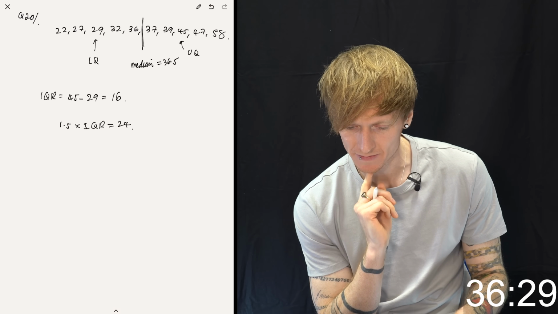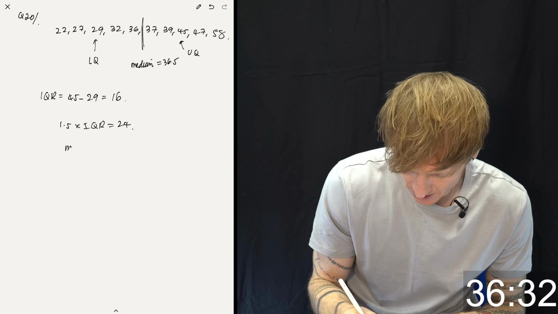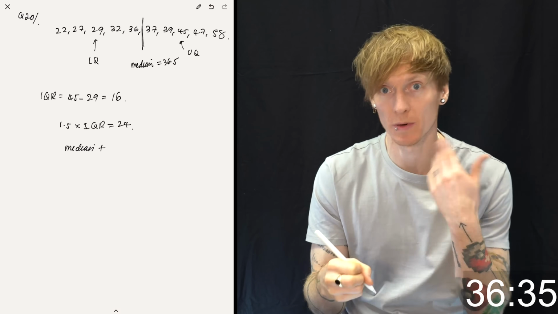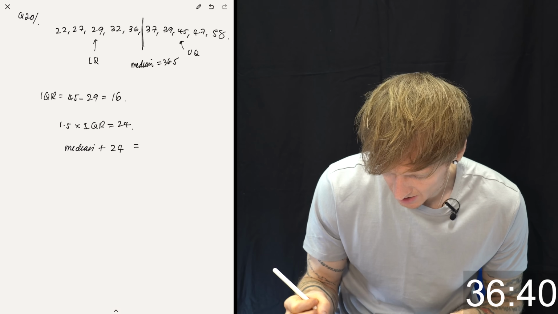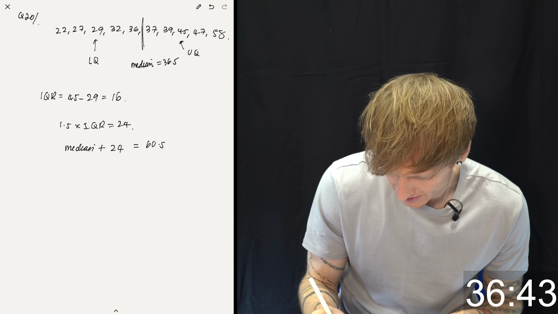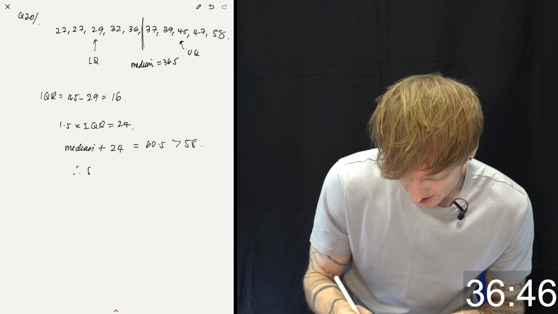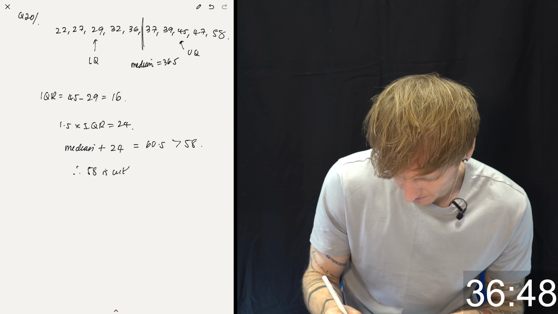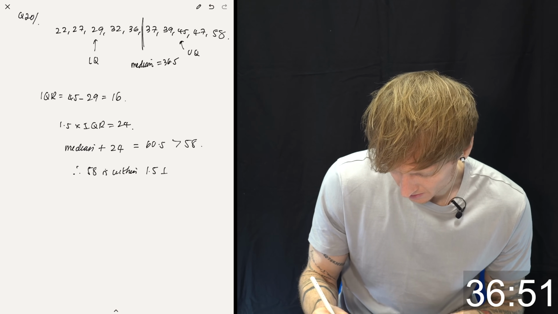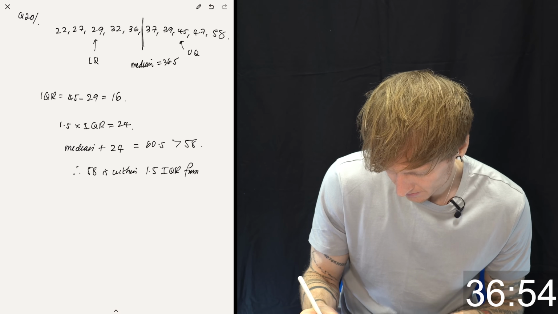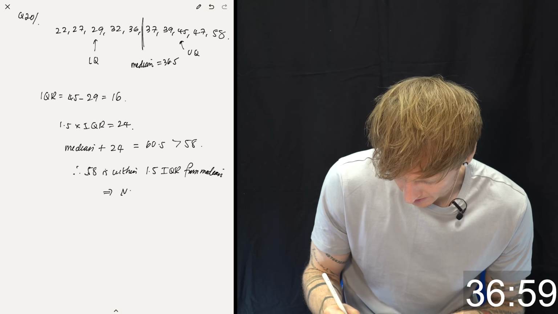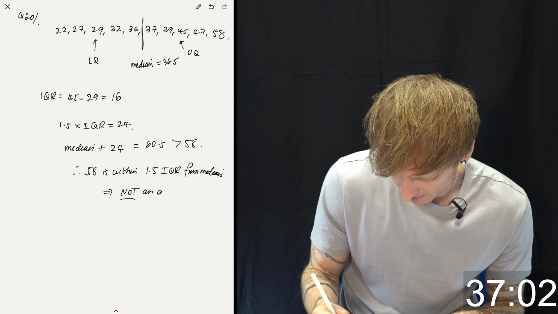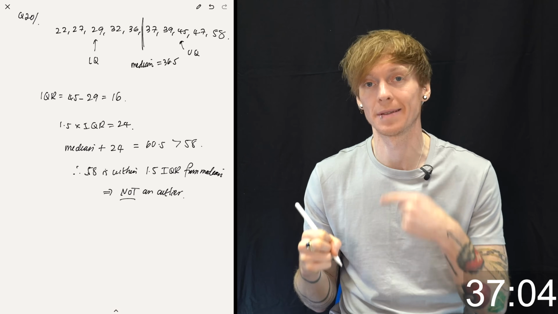So the median plus 24, which is 1.5 times the IQR, is like 60.5. And the point is that's greater than 58. So therefore 58 is within 1.5 lots of the interquartile range from the median, which implies it is not an outlier. It has to be more than that away to be an outlier. So I think no, and that's my working.